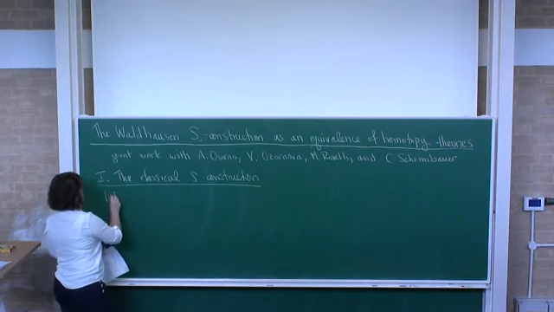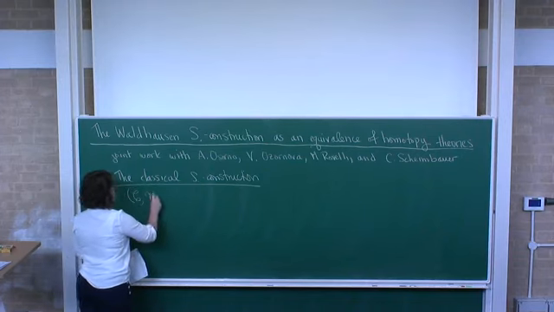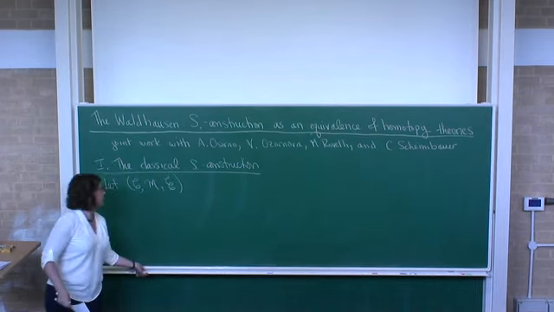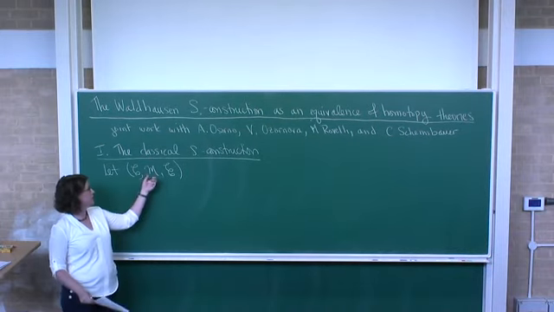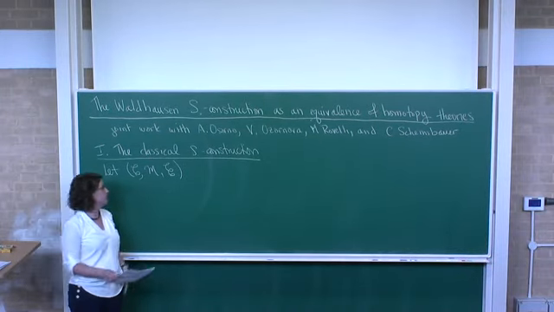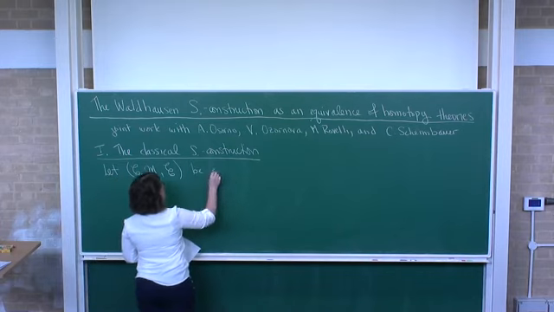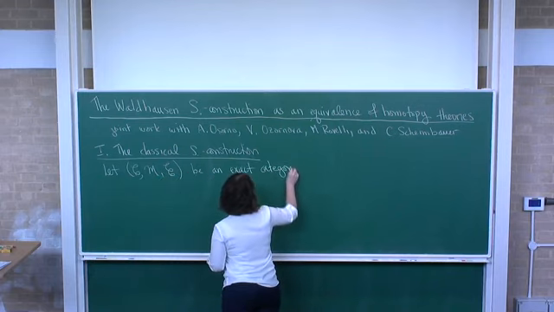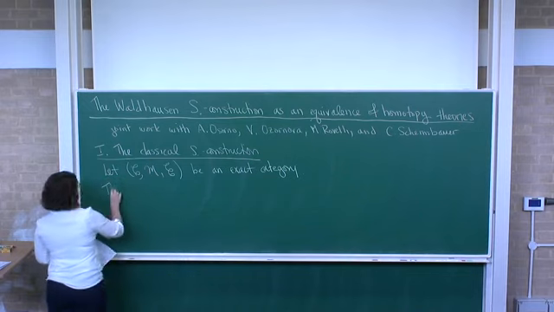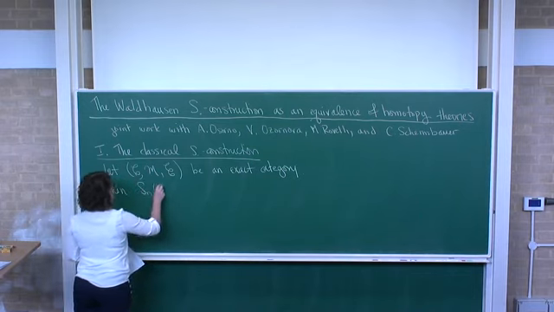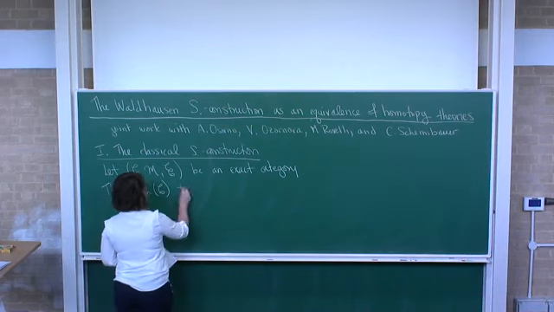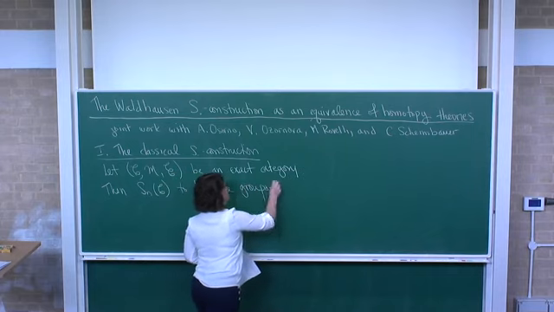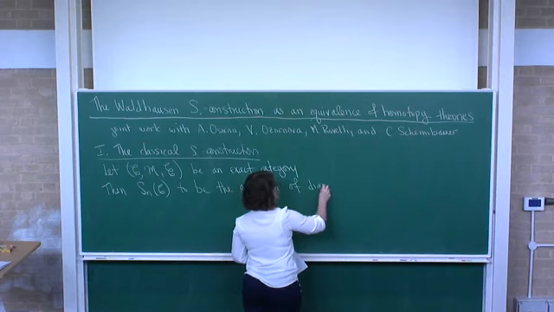So I just want to assume I have an exact category. So I have some category, and the key information here is that I'm going to have some admissible monomorphisms and admissible epimorphisms. Okay. And then I'm going to define S_n of C to be the groupoid of diagrams of the following form.